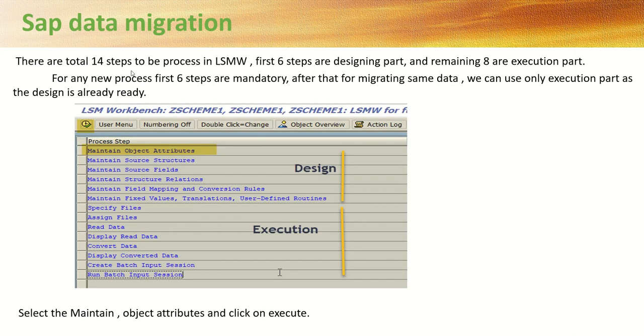There are a total of 14 steps in the LSMW. The first 6 are known as the design part, as you can see here, from maintaining object attributes till maintaining fixed value translations and user defined routines. First 6 are known as the design part, and the remaining 8 are the execution part. For any new process, the first 6 steps are mandatory. Once our design is ready, then whenever we want to upload the data, we can execute the remaining 8 steps.